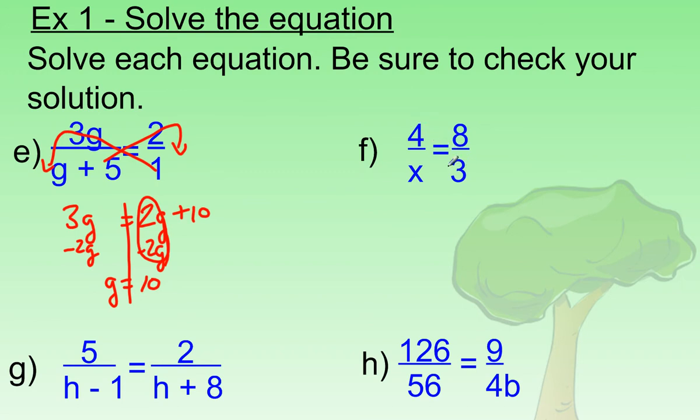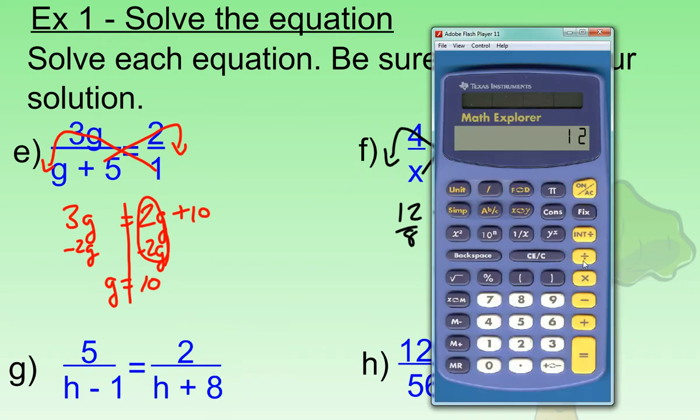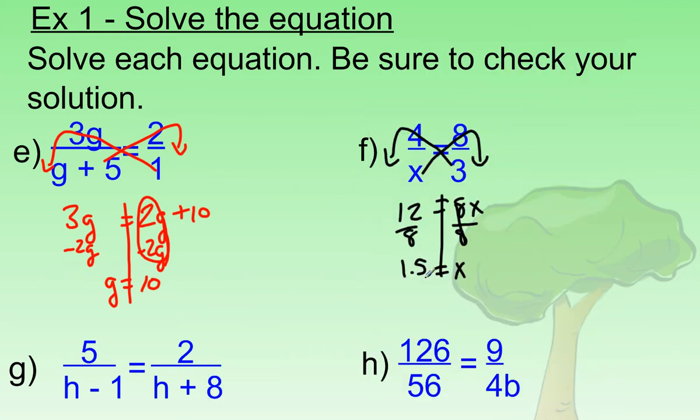Nice little easy problem, letter F. 3 times 4 is 12. 8 times x is 8x. Divide by 8 on both sides. X equals, see these cancel out, 12 divided by 8 is 4/3, 1 point, no, not 4/3, 12 divided by 8, yeah, 1.5. And that works out as well.